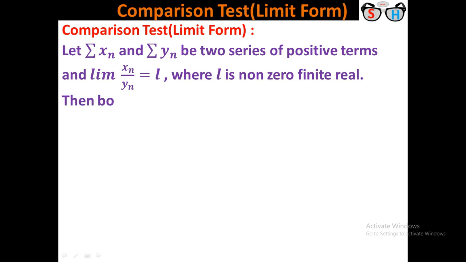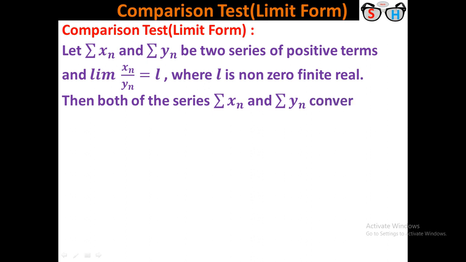Then both the series xn and yn converge or diverge together. That is, when summation xn is convergent, then summation yn is convergent. When summation xn is divergent, summation yn is divergent. And similarly, when summation yn is convergent, then summation xn is convergent, and when summation yn is divergent, then summation xn must be divergent. That means they converge or diverge together.